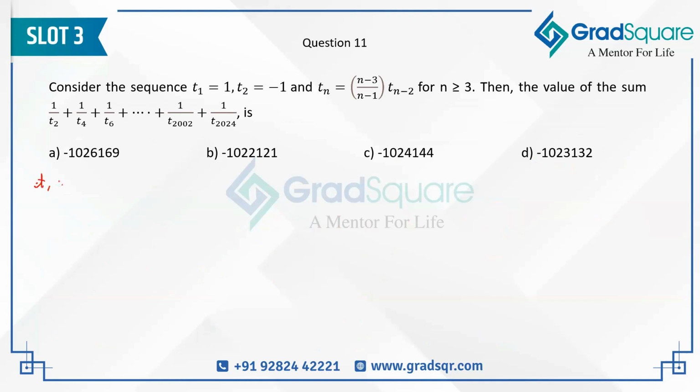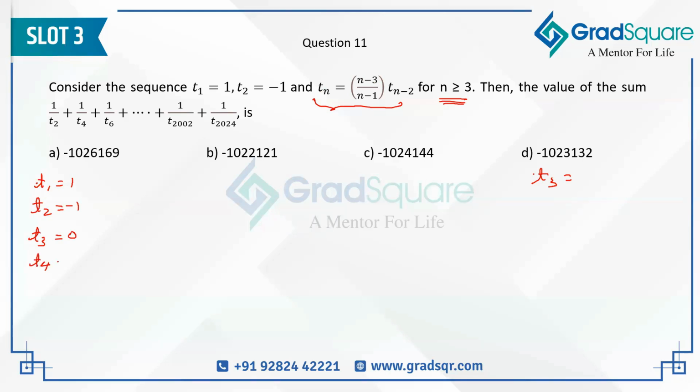T1, they've already given it to you, which is 1. T2, they've already given it to you, which is turning out to be -1. Now let's look at this: this formula is valid for n greater than or equal to 3. So if I keep the value of n as 3, I'll get T3. So let me try and calculate the value of T3. The numerator will turn out to be 3 minus 3, which is 0. 0 multiplied by any number will give me 0 again. So absolutely no problem. T3 turns out to be equal to 0. I don't even have to calculate any further than that.